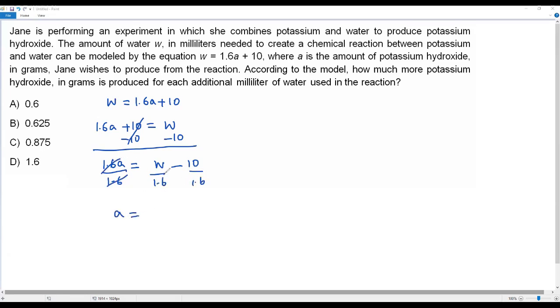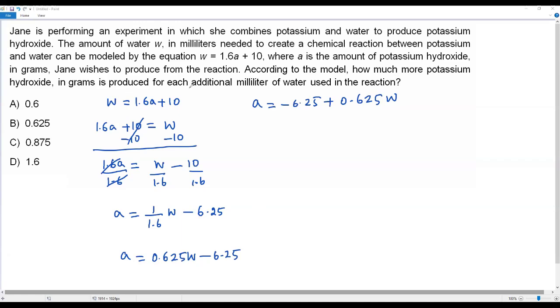Then I'm getting A equals W over 1.6, which can be written as 1 over 1.6 times W, minus 10 divided by 1.6, which gives 6.25. So dividing 1 by 1.6, I'm getting A = 0.625W - 6.25. Further, I'm writing A = -6.25 + 0.625W.